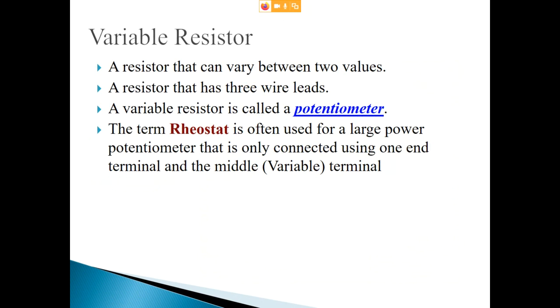All right, we also have variable resistors. Variable resistors are usually potentiometers, and a potentiometer will have 3 terminals on it. So here, this is a fairly large power potentiometer, and it has 3 terminals. If you just go to the 2 outer terminals, the resistance doesn't change, so it's actually a fixed resistance between those terminals.